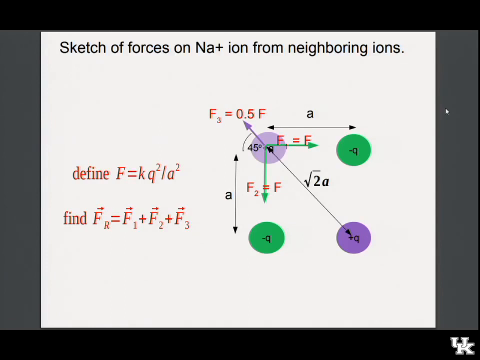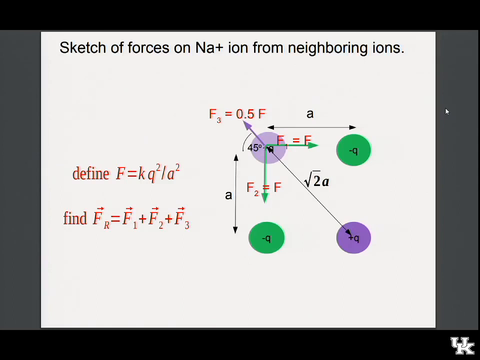What I'm going to do to get myself going, this was my idea. I developed this problem myself, and this was my idea how to go about it. I'm going to define a force called F that has a strength kq squared divided by a squared. The virtue of that is that a force of this strength is the strength of this downwards force here, because these charges are separated by A and the charges have a strength of Q. So this force, which I called force number 2, for the charge below, has a strength of F.